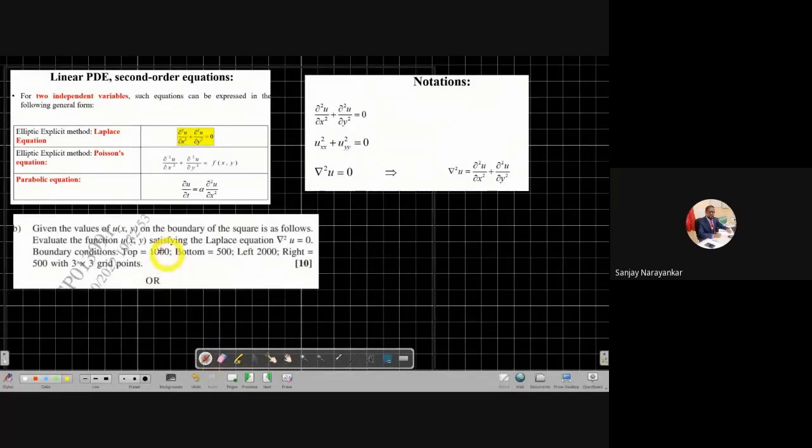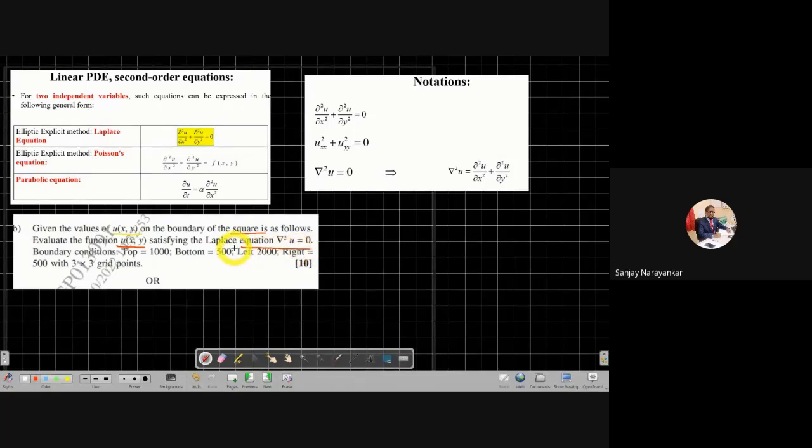So let us try to understand what this problem statement is. Specifically, the students have shared it from last year's examination, if I'm not wrong. Given values, u is a function of x and y on the boundaries of a square as follows. Evaluate the function u(x,y), satisfying the Laplace equation.